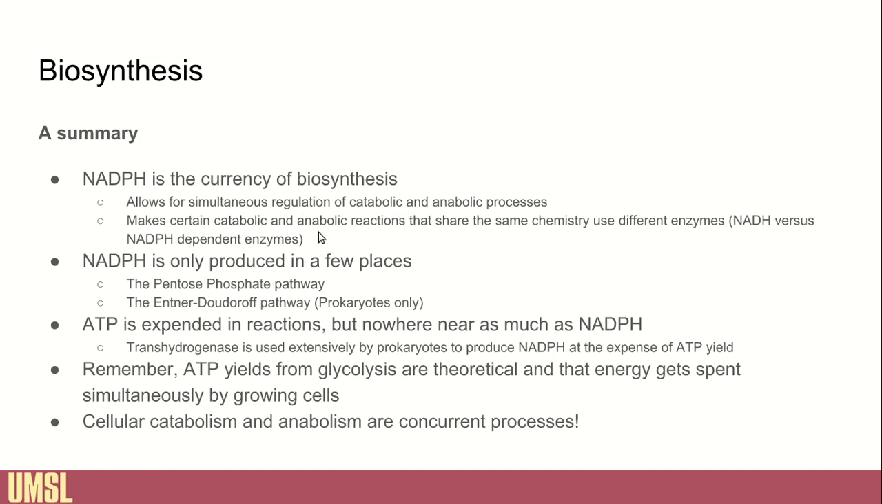This makes certain catabolic and anabolic reactions that share the same chemistry use different enzymes. So there are enzymes that will use NADH, and there are enzymes that are going to use NADPH, and they exclusively use one or the other. So NADPH is only produced in a couple of places naturally, and we've seen this done in a couple of pathways. So I hope this actually makes the Entner-Doudoroff pathway make a little more sense, right?